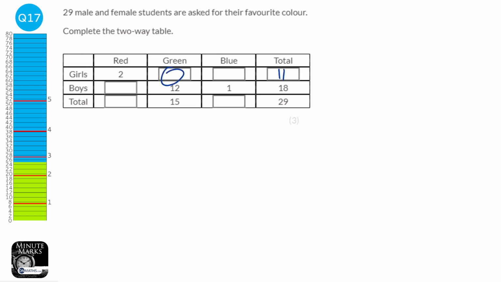Next one I'm going to fill out is this one. Notice that the total for the green is 15, total for the boys who've picked green is 12, and therefore for the girls it's going to be 3. Then looking around, what's the next thing that we can fill out? We can fill out this one, because the total for the boys is 18, green is 12, blue is 1, therefore we've got 5 left over. Then we can fill out this one, 2 plus 5 is 7. Then we can fill out this one, so 2 plus 3 is 5, then plus another 6 would be 11, and then 6 plus 1 is 7.